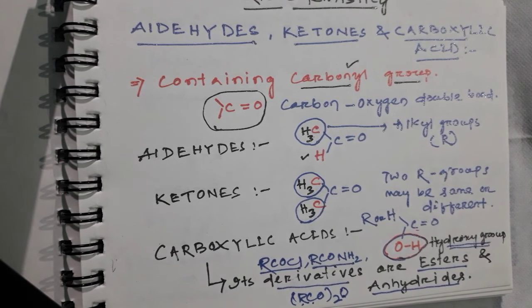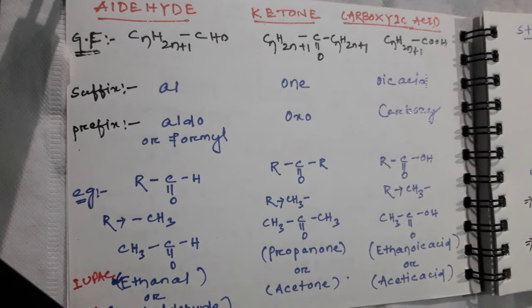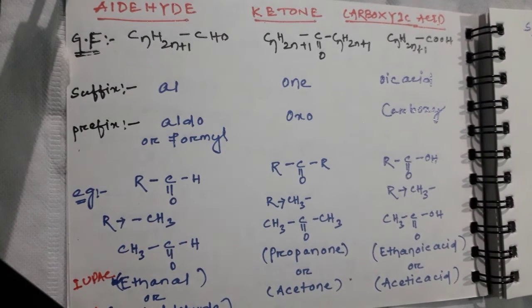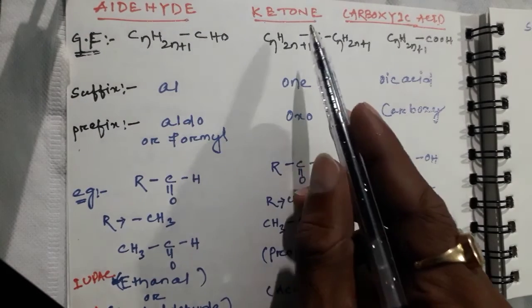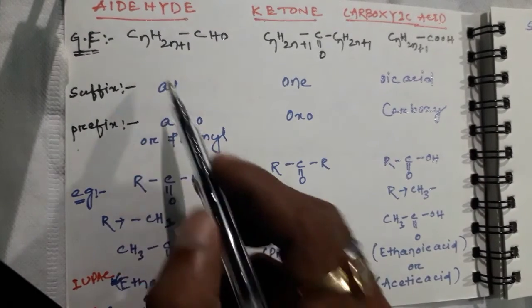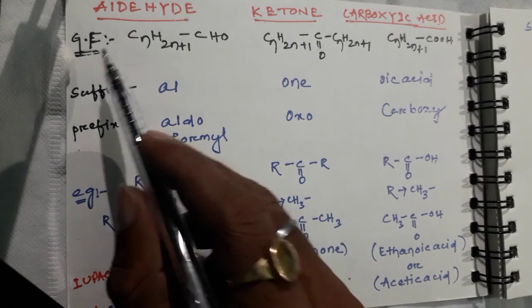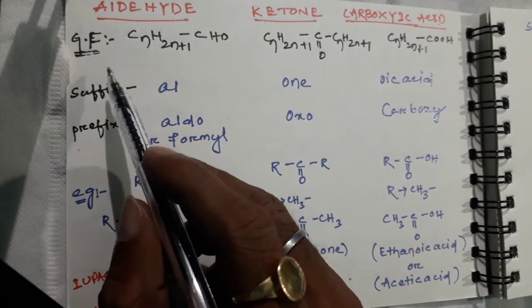These are the basic points of aldehydes, ketones and carboxylic acids. Now go through the IUPAC nomenclature of aldehydes, ketones and carboxylic acids. Let's go. Here you can see there are three columns. One is the aldehyde column, another is ketone, another is carboxylic acid. The general formula, GF, I write here GF, not girlfriend, not anything else.